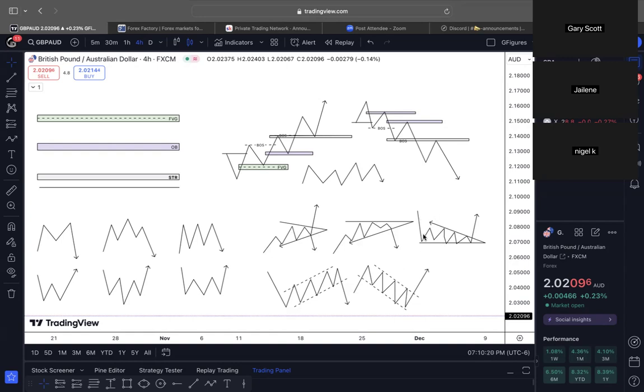Then you have where price creates a descending triangle, right? Price was moving in a downward trend. It started to respect this level of support. And what did price do? Price decided to go to the upside.